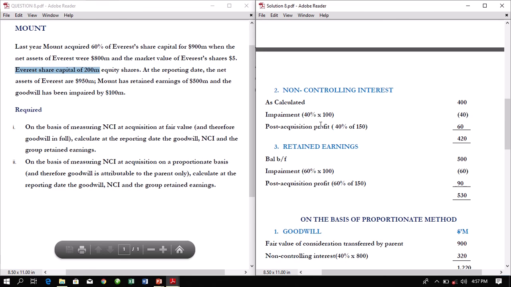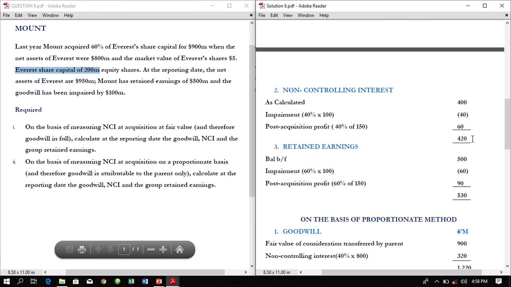And our post-acquisition profit, because they own 40% of this business, any profit we have in this business, they are entitled to 40% of it. So 40% of post-acquisition profit is 150, which gives me what? 60. Summing it together gives me 420. So when I'm consolidating, my non-controlling interest will be 420.